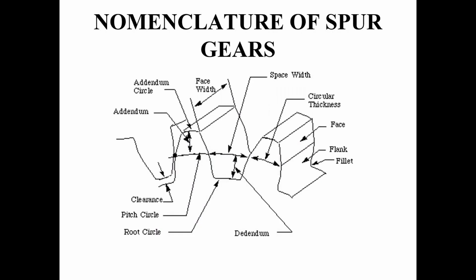This is the nomenclature of a gear. From the image you can see the main parts of a gear, starting with the addendum circle, dedendum circle, face width, circular thickness, the flank connecting the two meeting points, and the clearance between the addendum and the dedendum. These are the basic points we have to understand about a gear.